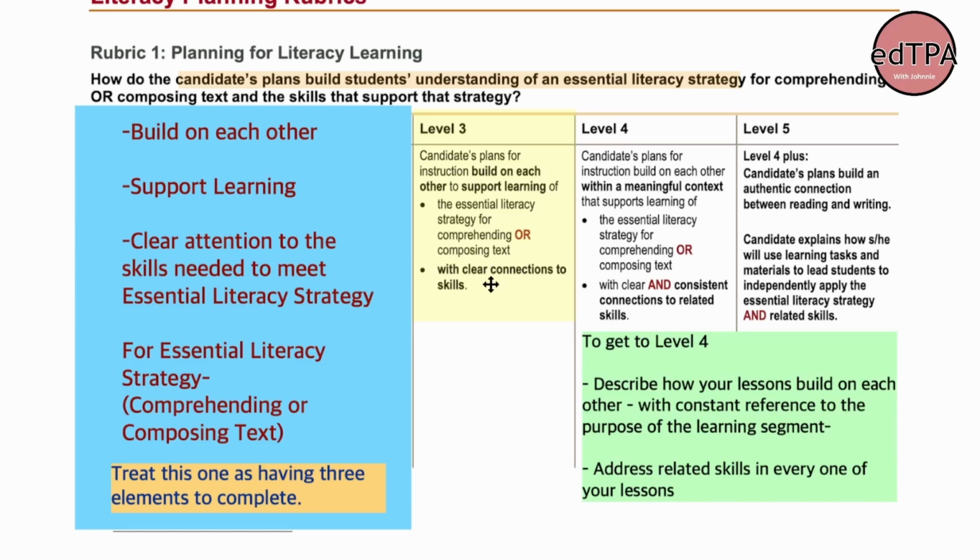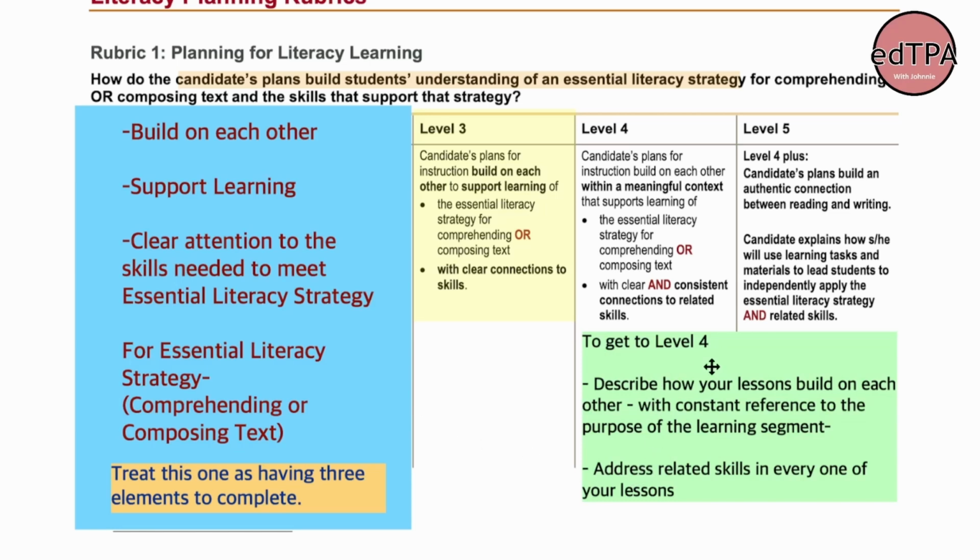You want to try for 3. These are the things I say you should be doing. Build on each other. Lessons should build on each other. They should clearly support students' learning of the essential literacy strategy. Clear attention to the skills needed to meet the essential literacy strategy. So you see the 3 here. Build on each other, support learning of the essential literacy strategy, and clear connections to skills. So there's 3 things you have to do here.